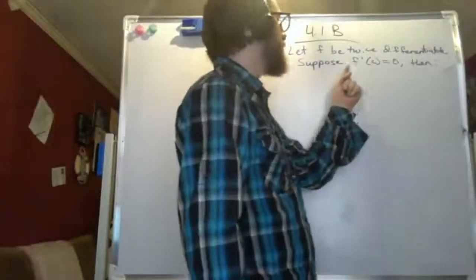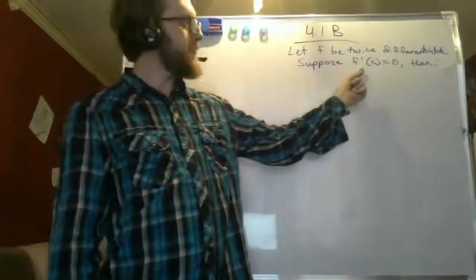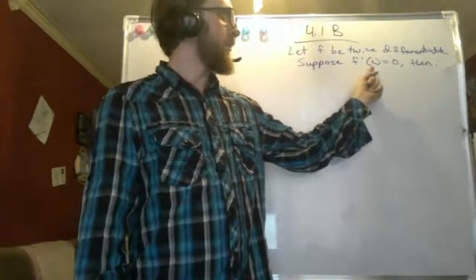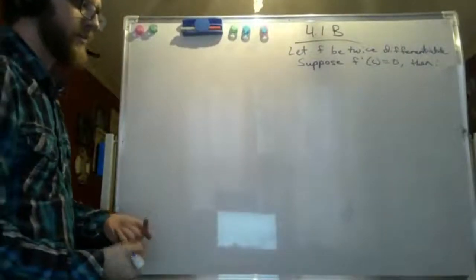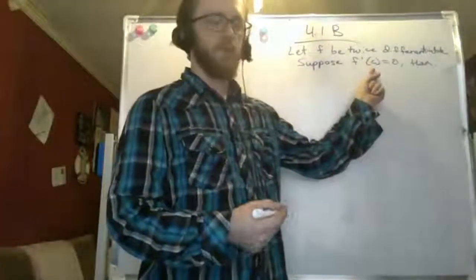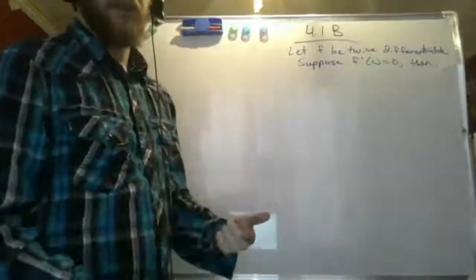Let f be twice differentiable, because we need to be able to take the derivative twice. Then, suppose f prime, so only the first derivative, not the second derivative, f prime of c, is equal to 0. Then, what does this test say? This test is not talking about hypercritical points. It's talking about critical points where the first derivative is equal to 0. So find your critical points and then test them with your second derivative.